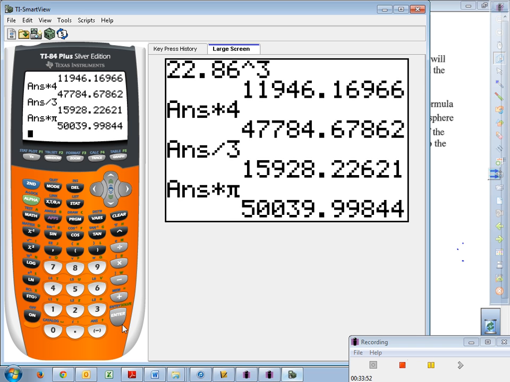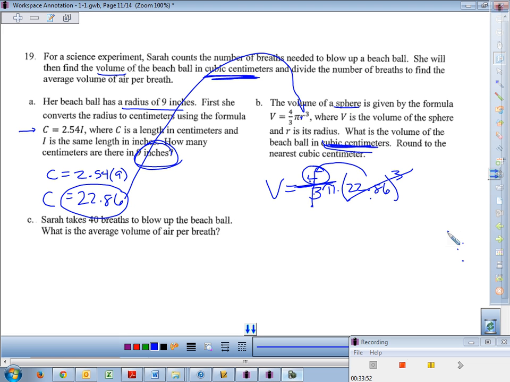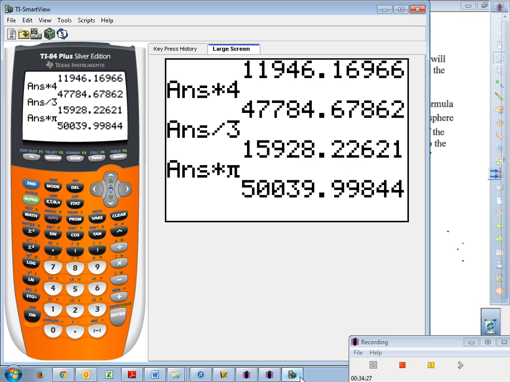Commas belong in large numbers also. This is a large number. It needs a comma. 50,039.998444. I'm going to reread the problem, and maybe it tells me how to round that. Reread the problem, and what does it say to round to? To the nearest cubic centimeter. So does that mean to the nearest tenth, to the nearest hundredth, to the nearest whole number? What does that really mean? Whole number, right? So let's round this to the nearest whole number. I'll show that to you. Please round that to the nearest whole number.